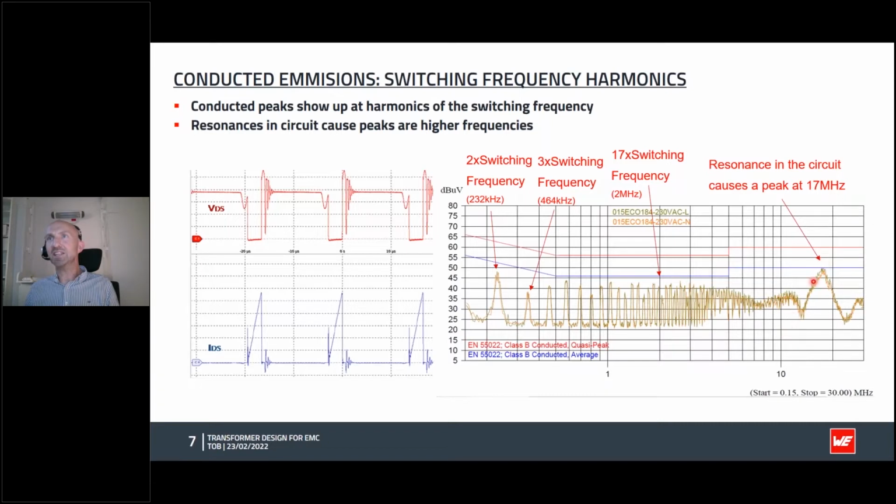this is actually typically caused by a resonance in the circuit. So somewhere maybe on the layout or in the cables, there's a parasitic inductance and capacitance. And then we have a very low impedance, which is letting some of that noise show up on the conducted emissions. So in this case, we're below our limits. This is the quasi-peak limit, and this is the average limit. But it's always nice to have a little bit more margin.